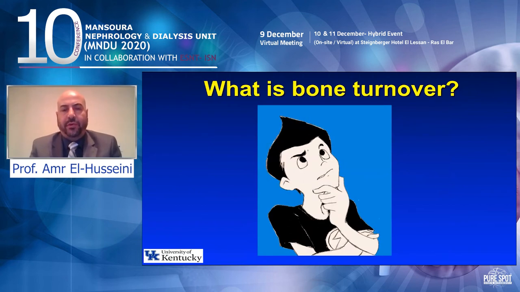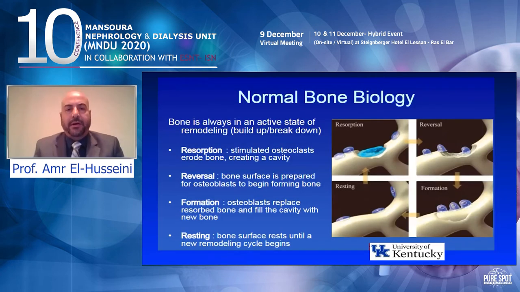So first of all, we need to understand what bone turnover is. Our bones are in a constant state of bone modeling and remodeling. There are four stages of bone remodeling. First is bone resorption. To have new bone formation, you have to start by taking out the old cracked bone. This happens through the osteoclasts that erode the bone surface and create a cavity. And this cavity is the first stage of bone remodeling through bone resorption.